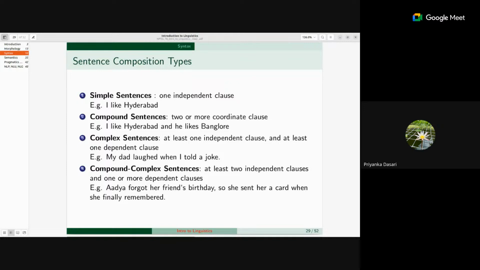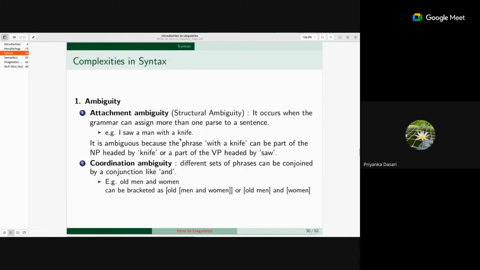One must understand this when dealing with a language, what kinds of sentences we have. I think we basically know what a simple sentence, compound sentence, and complex sentence are, so I'm not going much into that. Now I want to focus on the complexities in syntax. In the lecture we have also discussed the ambiguities in natural language processing, so I'll add a few more examples to it and summarize.